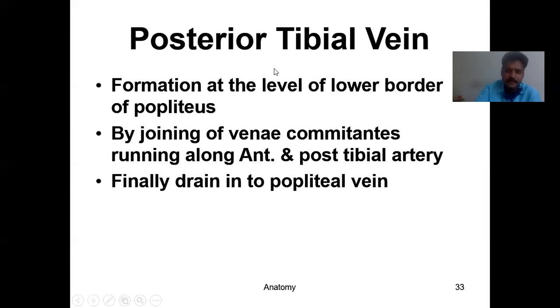The posterior tibial vein is formed at the level of the lower border of popliteus. It is accompanied by the two venae comitantes. The posterior tibial artery is accompanied by the venae comitantes. Finally, it drains into the popliteal vein. So that's about the posterior tibial vein.